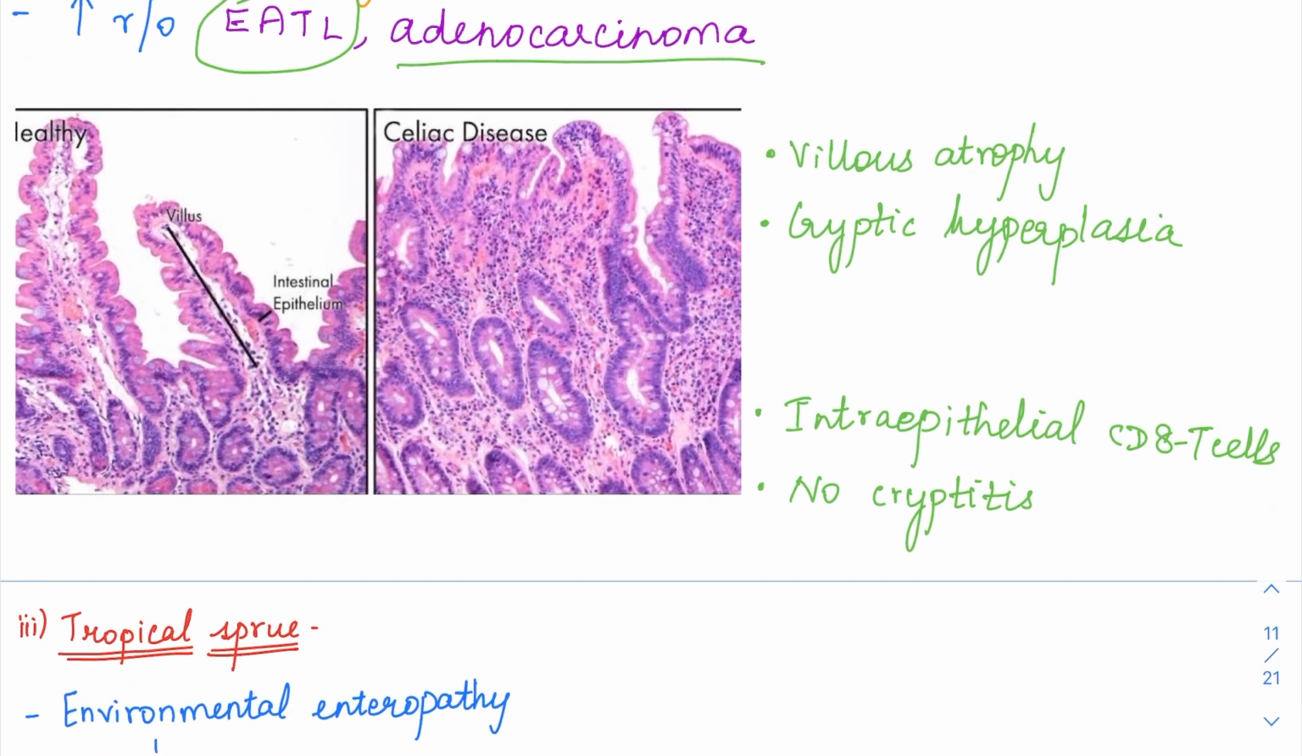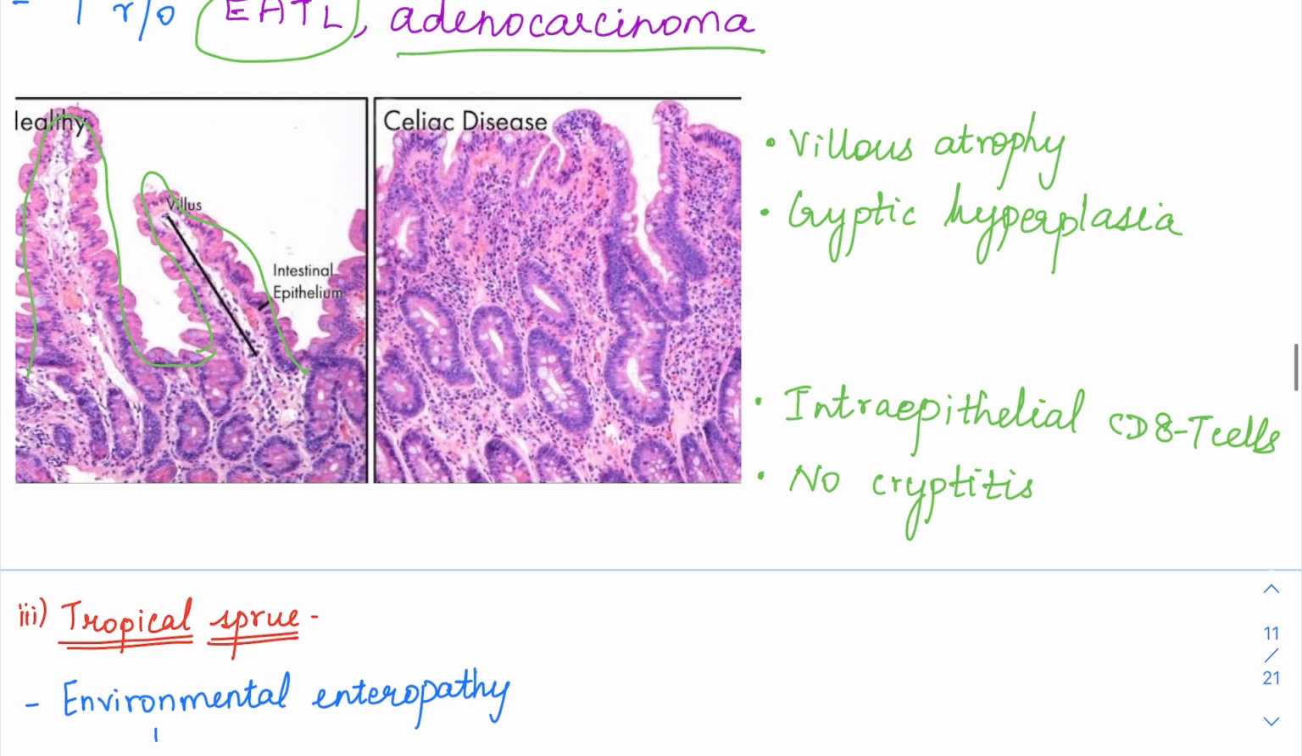On microscopy, a very important feature is here. Suppose this is the normal villus. So this is the normal villus architecture of the small intestine. What happens in celiac disease is that there is going to be villus atrophy because of this CD8 mediated T cell killing. There is going to be enterocyte apoptosis, right? So that will lead to the atrophy of the villus. Rather than being tall like this, they are all blunted here, right? So this is the villus atrophy.